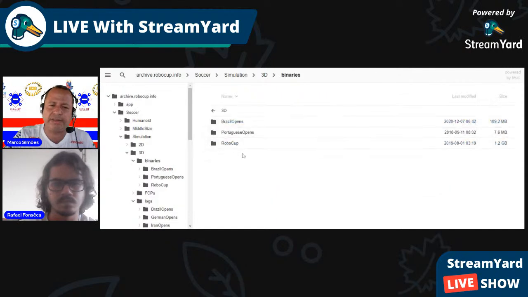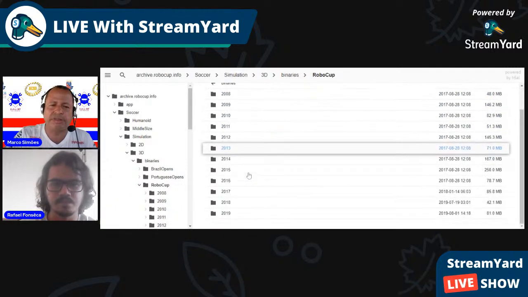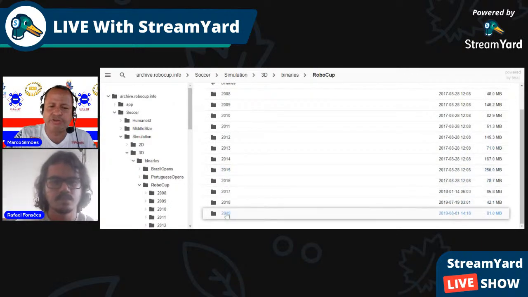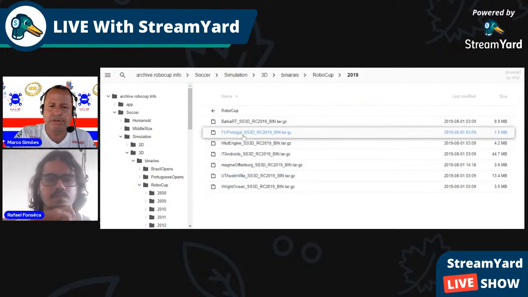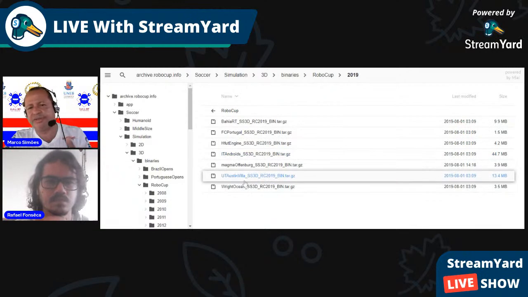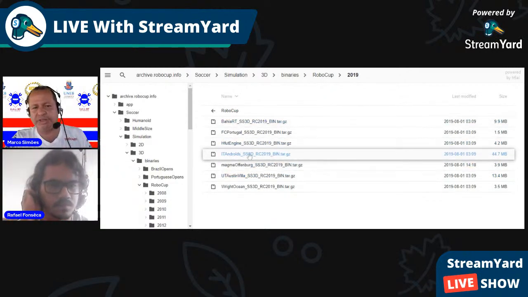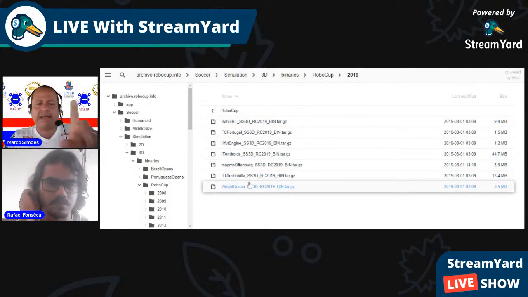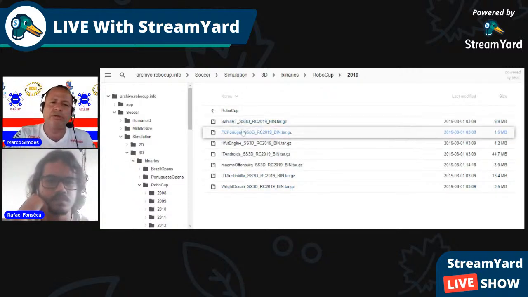Binaries are executable files of teams in the competitions where the binaries are released. In RoboCup, it's always mandatory to release the binaries. So if you go here, you can see the binaries. You can download these files, and when you extract, you have the binaries with a script to start. You can run these things. If you, for example, set up a complete environment using the structures we are showing you here, and you download any of these binaries, you can run these things.